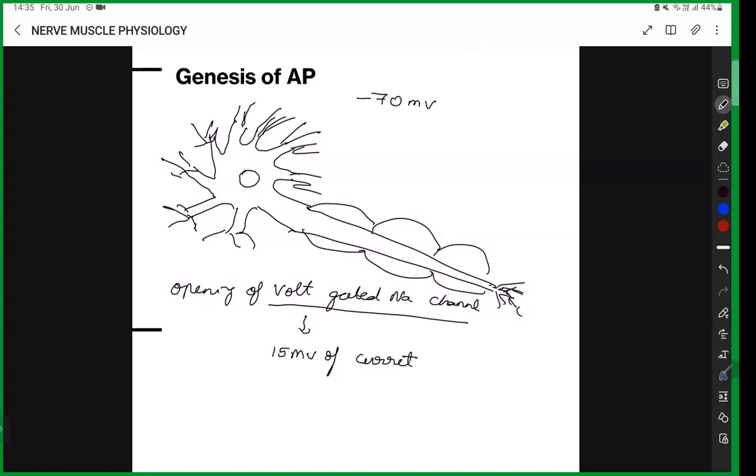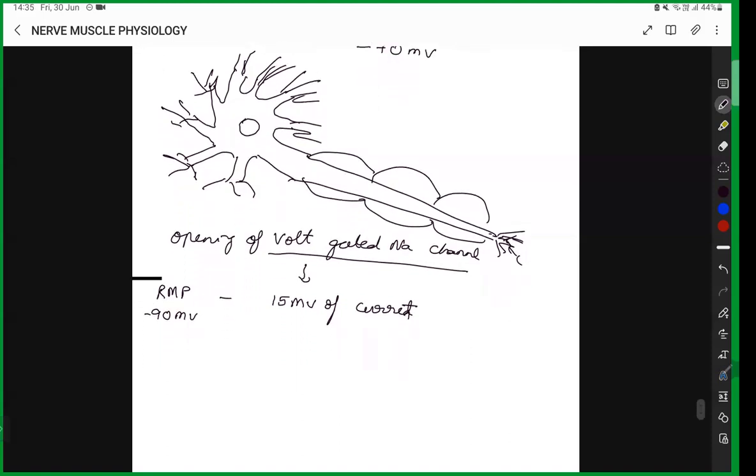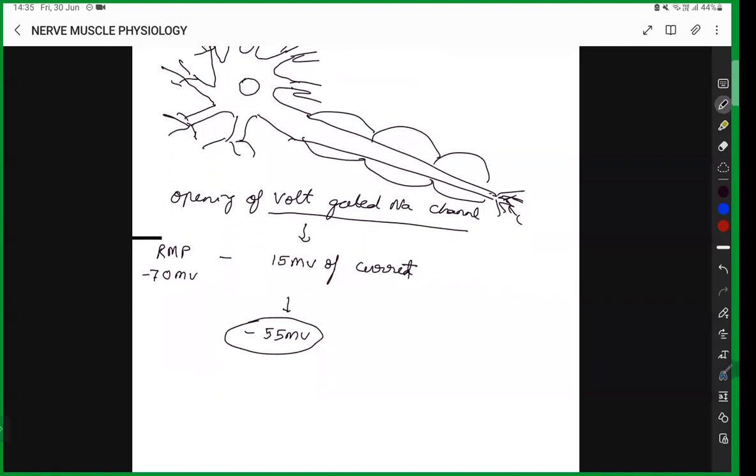Now the existing resting membrane potential in a nerve is minus 70 millivolt. If you bring in 15 millivolt, that amounts to minus 55 millivolt. At this minus 55 millivolt, this is called the threshold level or firing level. Now the entry of sodium at minus 55 millivolt causes opening of more voltage gated sodium channels.